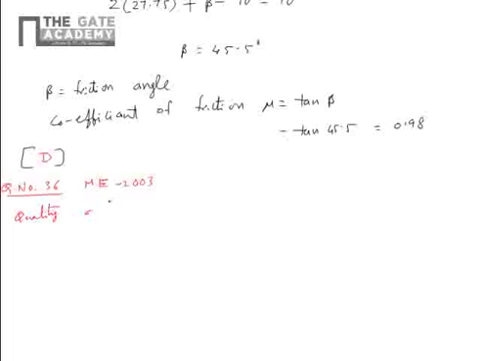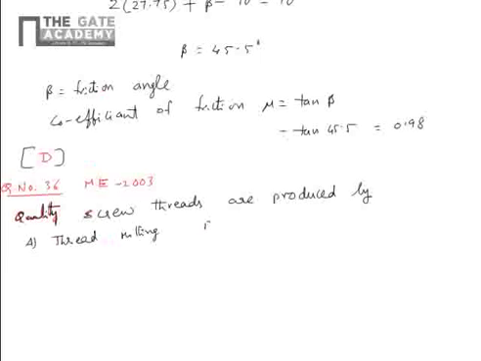Quality screw threads are produced by: option A is thread milling, option B is thread chasing, option C is thread cutting with single point cutting tool.